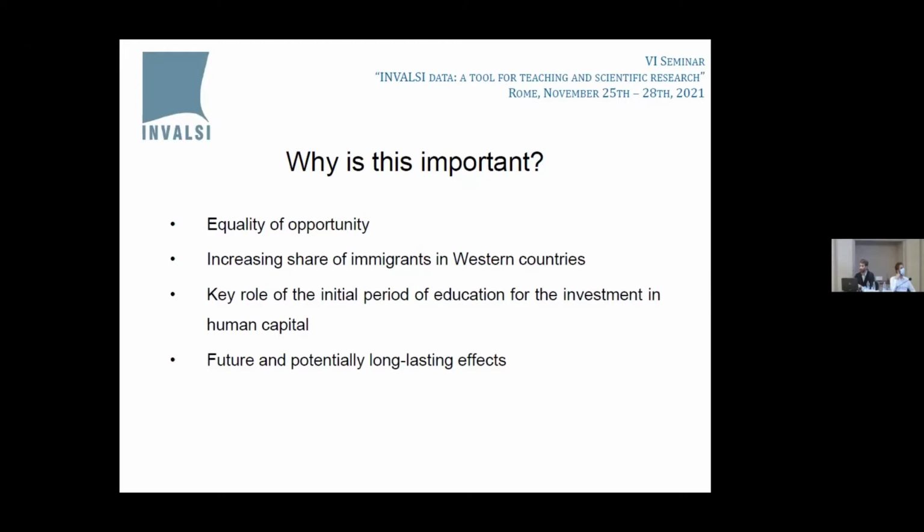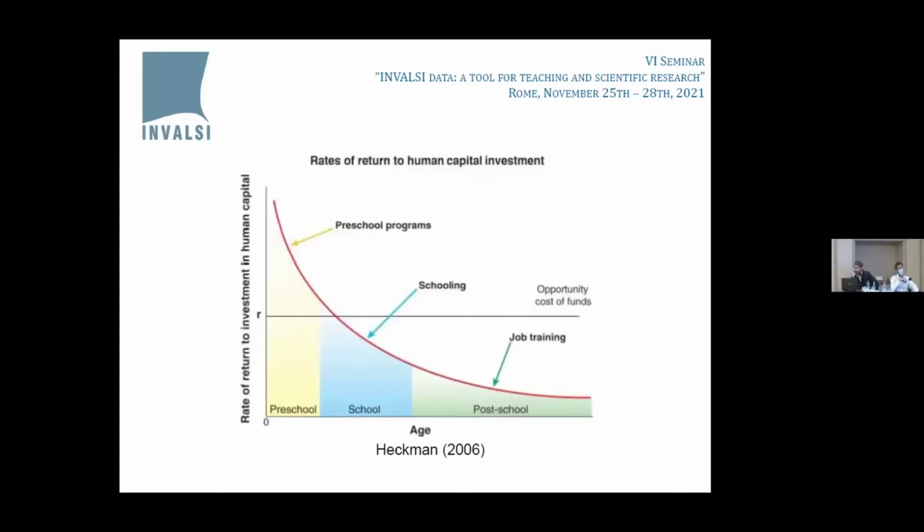This is very important, especially because, as we know from educational literature, the initial period of education is really key in the decision of investment in human capital. So if you are affected by some phenomena at the beginning of your education, then this has a strong impact. And given this effect and the idea of self-fulfilling prophecy, this can really lead to potentially long-lasting effects. This is just a simple graph by Heckman to stress the idea that what happens in the earlier period of education has a really strong impact on your future investment and the return to human capital.